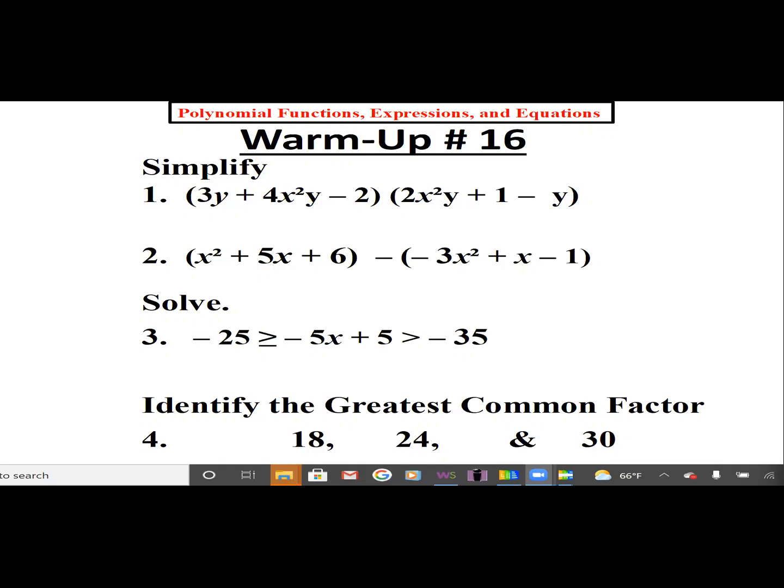Number 3 says solve: negative 25 greater than or equal to negative 5x plus 5 and negative 35. And for number 4, identify the greatest common factor of 18, 24, and 30. Go ahead and copy that. I'll give you 2 minutes, and then we'll move on. Copy and go.